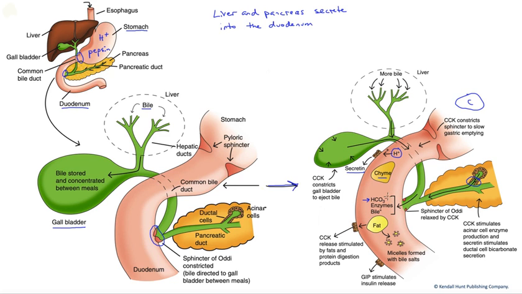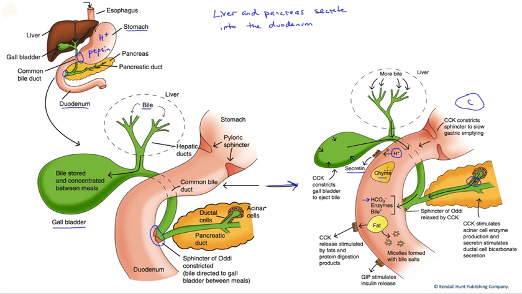And that's absolutely essential, as the enzymes that we're going to be having released here as well do not work at a pH of 2. They have a much higher pH optimum. And so we need to buffer that chyme through the release of this bicarbonate ion.